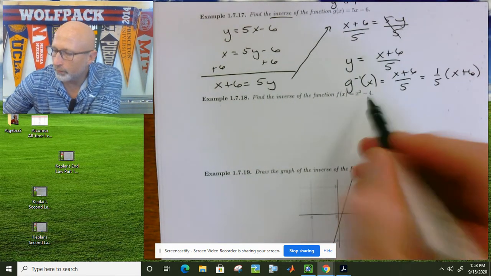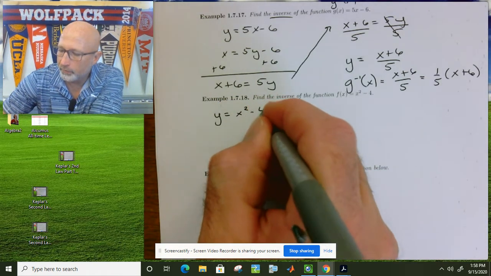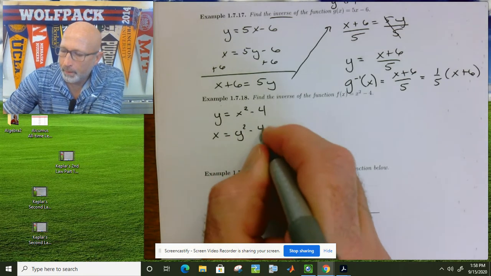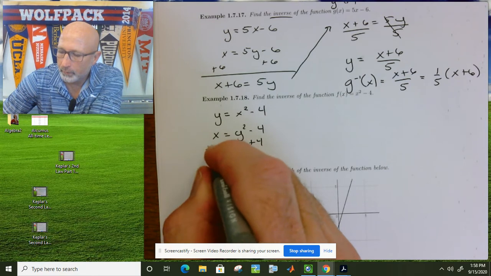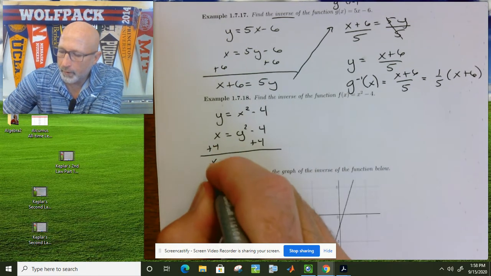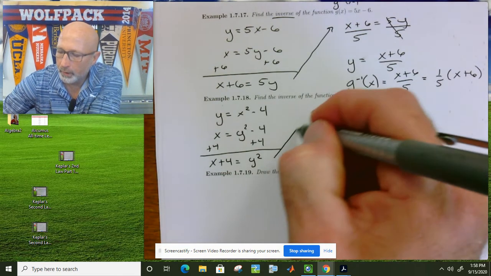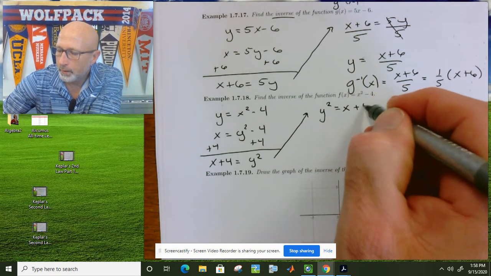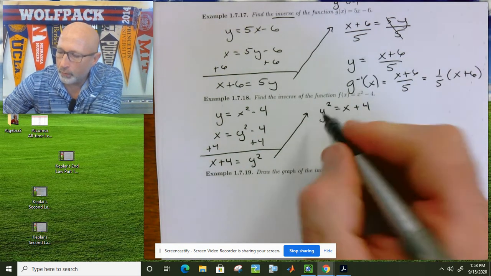Okay, next one, find the inverse of this function. So once again, we rewrite it. y is equal to x squared minus 4. You flip the x's and the y's. You solve for y. So you add 4 to both sides. So you have x plus 4 is equal to y squared. Once again, go up here. I'm going to switch it around the other way, just in anticipation of the next step.